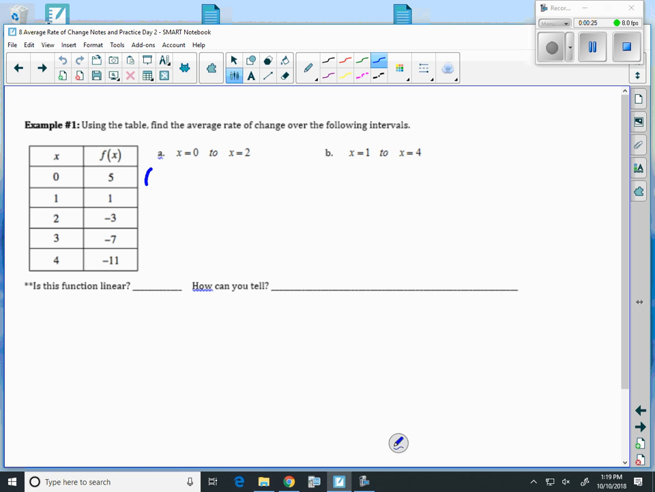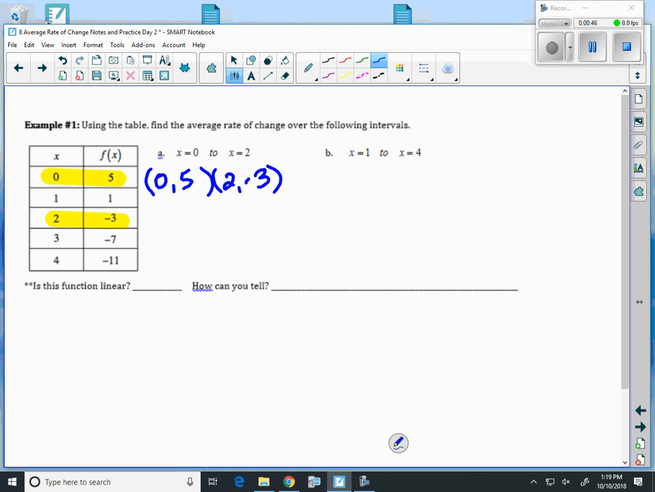Okay, so you're going to look at 0 and 2. What number does 0 correspond to? 5. What number does 2 correspond to? -3. So we're going to go ahead and write those as coordinate points.